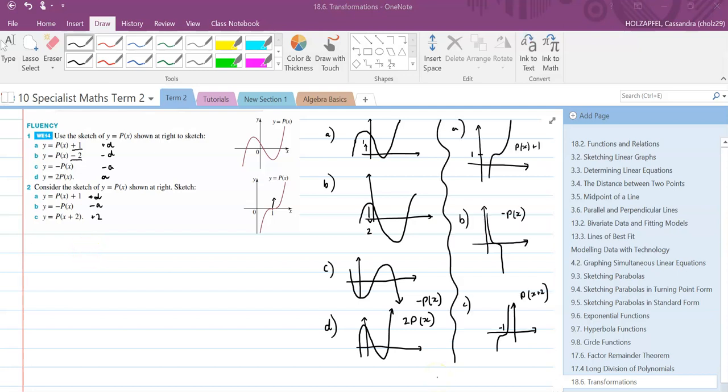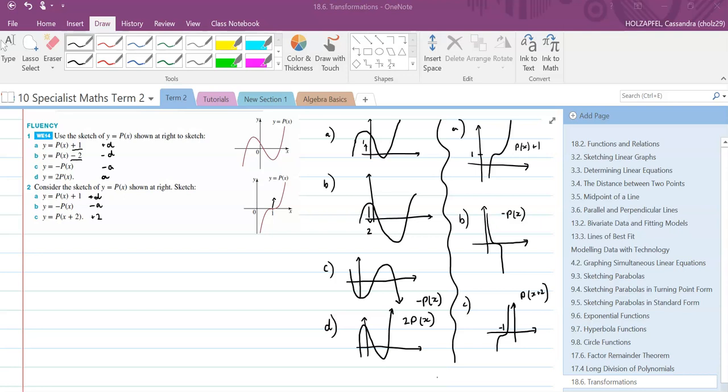Okay, so here are our solutions. For our first one, we've added a constant on the end, and that's associated with the vertical translation, so we've just shifted this entire graph up by 1. For this graph here, we've got the negative out the front, which is indicative of a reflection across the x-axis, so a vertical reflection, and I've just flipped my graph over in that direction.